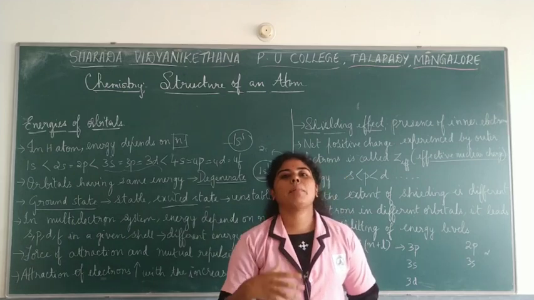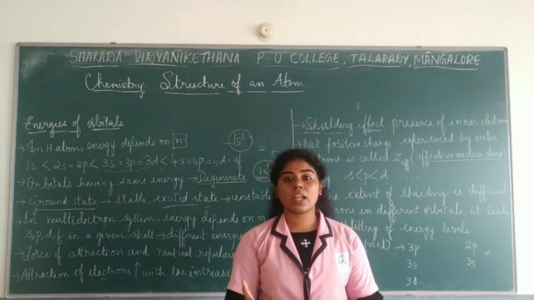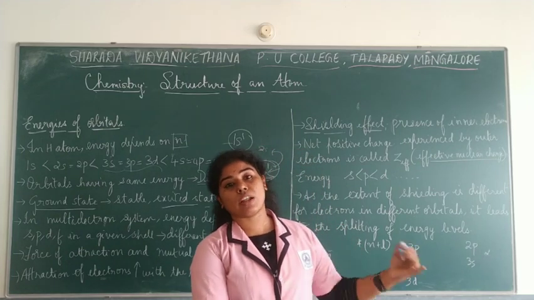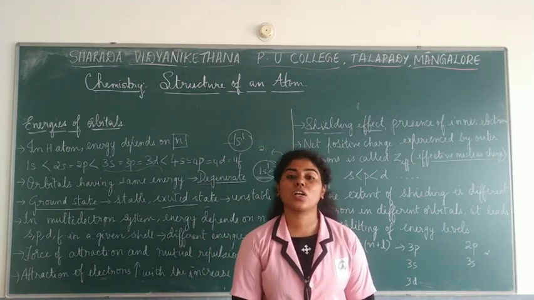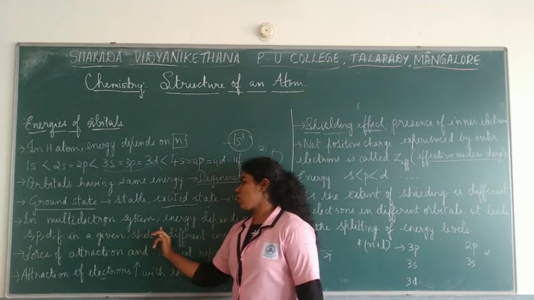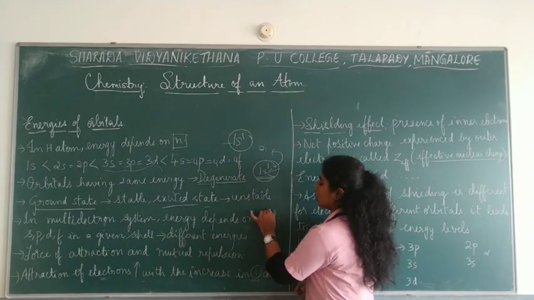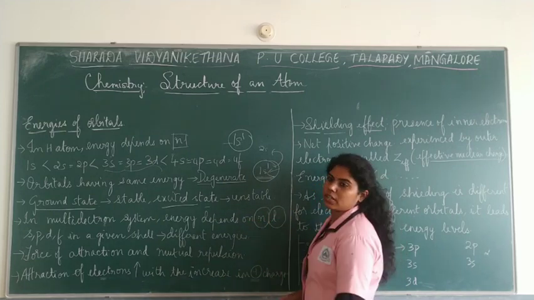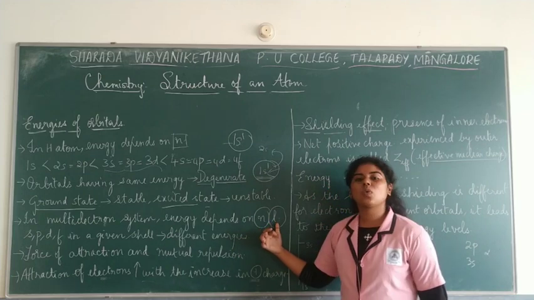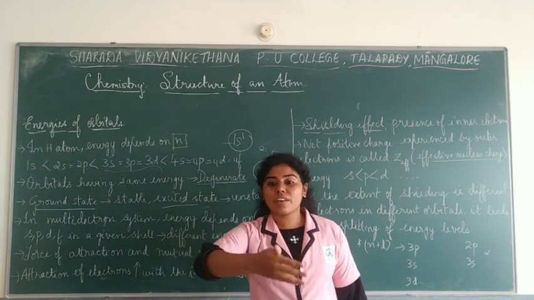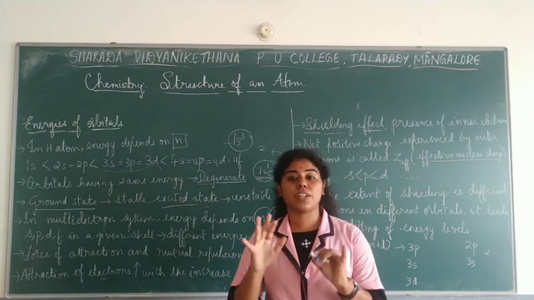Now, if we are talking about multi-electron systems, wherein there are many electrons, more than one electron, what happens to the energy of each orbital? Let us see that. In a multi-electron system, energy depends on the principal quantum number and also the azimuthal quantum number, which means that l is nothing but the subshells. Depending on s, p, d, different subshells will have different energies.